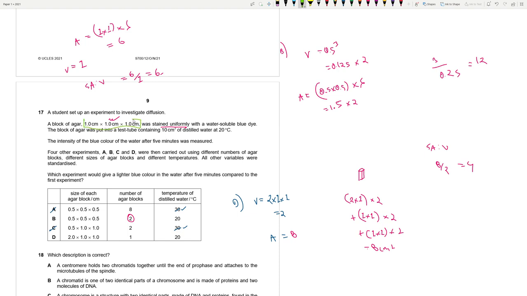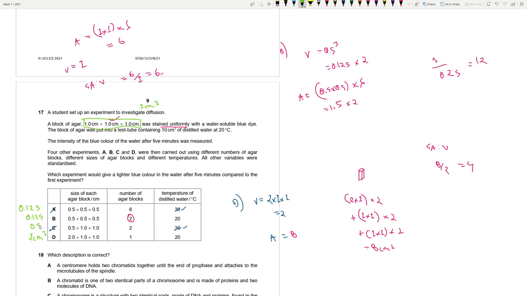So in the original block of agar, we had a 1 centimeter cube of agar. Look at these, right? Here we have 0.125. This is also 0.125. What about this? 1 into 1 into 0.5, that's 0.5 centimeter cube. And for D, we have 2 into 1 into 1, which is 2 centimeter cube. That's the logic.